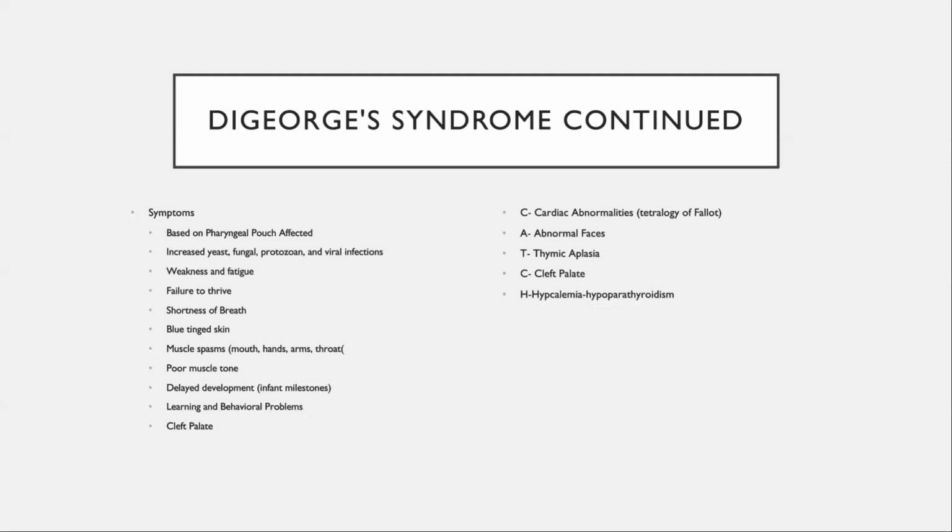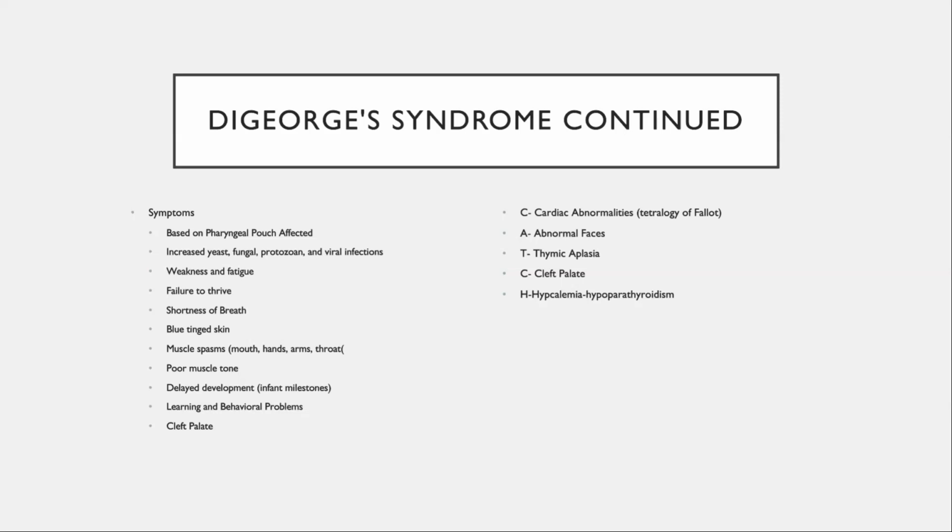We typically see increased yeast, fungal, protozoan, and viral infections, weakness and fatigue, failure to thrive, shortness of breath, blue-tinged skin, muscle spasms, especially in the mouth, arms, and throat. So you want to be especially careful about any muscle spasms in the throat that may obstruct respiration. We typically will see poor muscle tone, delayed development, and lack of meeting infant milestones, learning and behavioral problems in childhood, and a cleft palate.